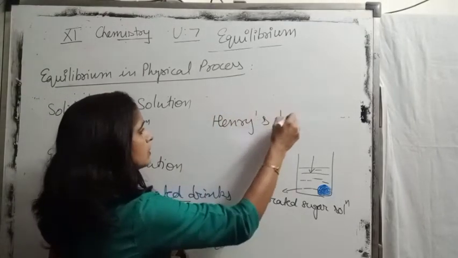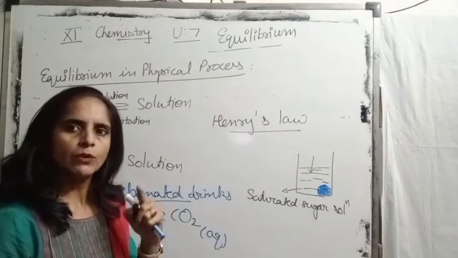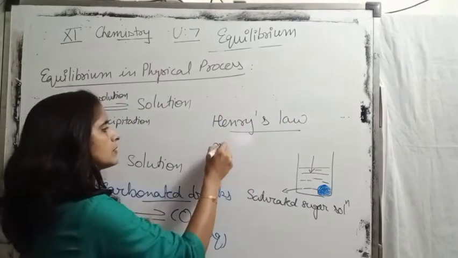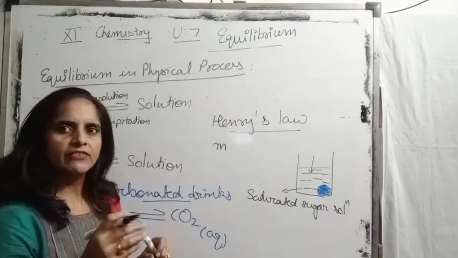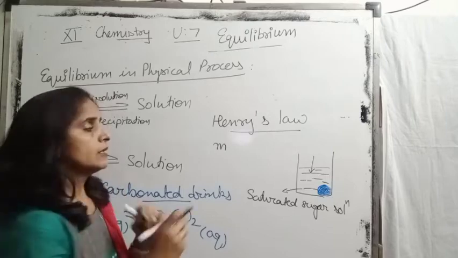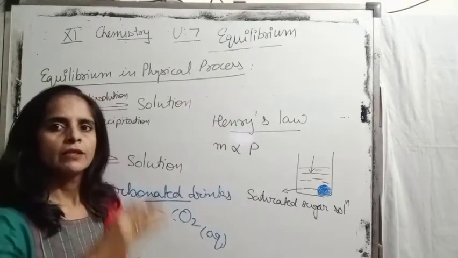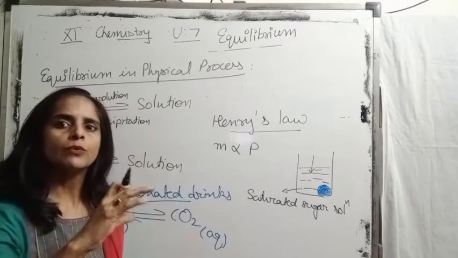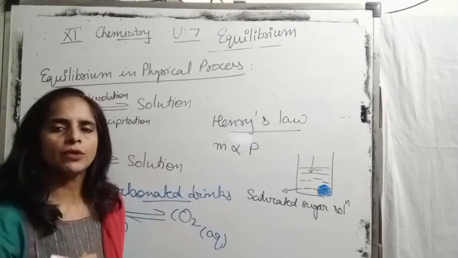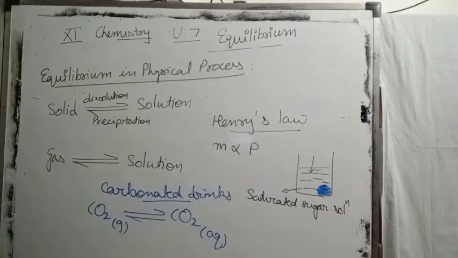Henry's law. According to Henry's law, the dissolved amount of gas in a specific amount of solvent at a particular temperature is directly proportional to the pressure. The more you apply pressure, the more will be the dissolved amount of gas that we experienced in this example.